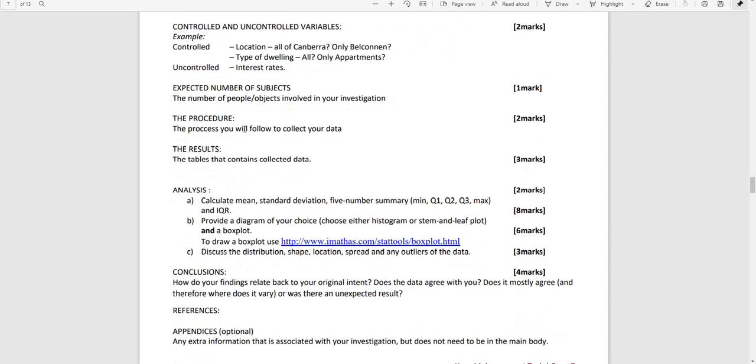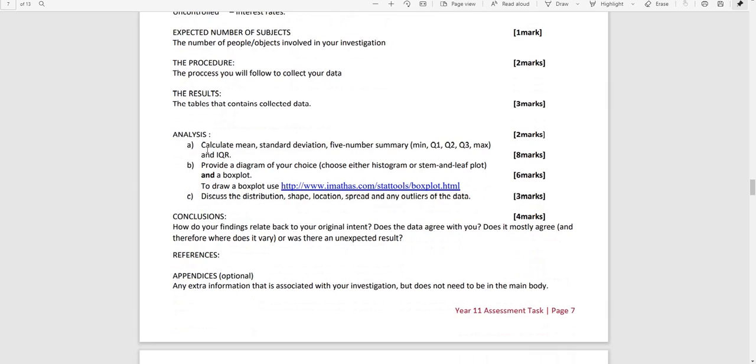The procedure you'll follow to collect your data, and the results in a table. So for analysis, calculate the mean, standard deviation, five-number summary, and IQR. So you're doing measures of center and measures of spread, basically you're doing both. You're doing mean and standard deviation, and you're doing median and the IQR.